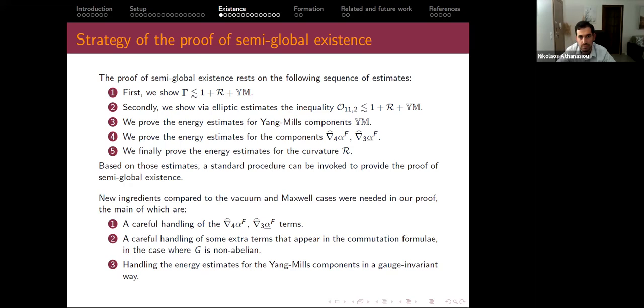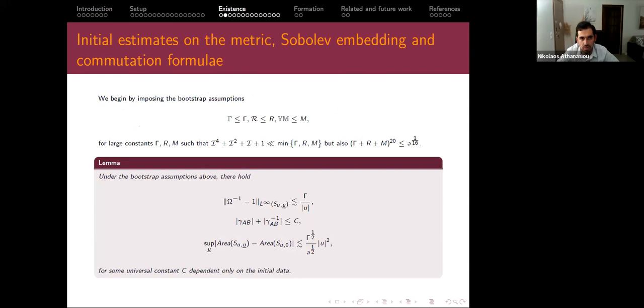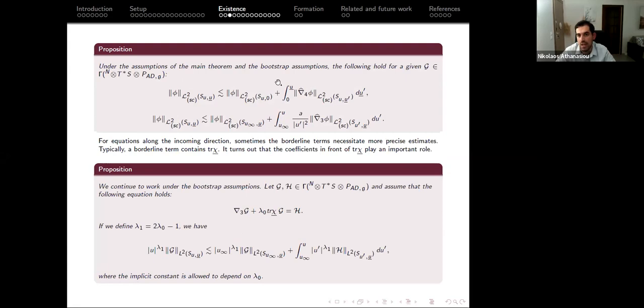So let me give a picture for all of those. We begin by posing the bootstrap assumptions, the gamma norm less than gamma, etc. Using these bootstrap assumptions, first of all, we get some estimates on the metric components, as we see here. To be able to discuss any sort of dynamics, we need to obtain inequalities for the transport equations that are involved, let's say, in the null structure equations. And this takes the following form, as you would expect.